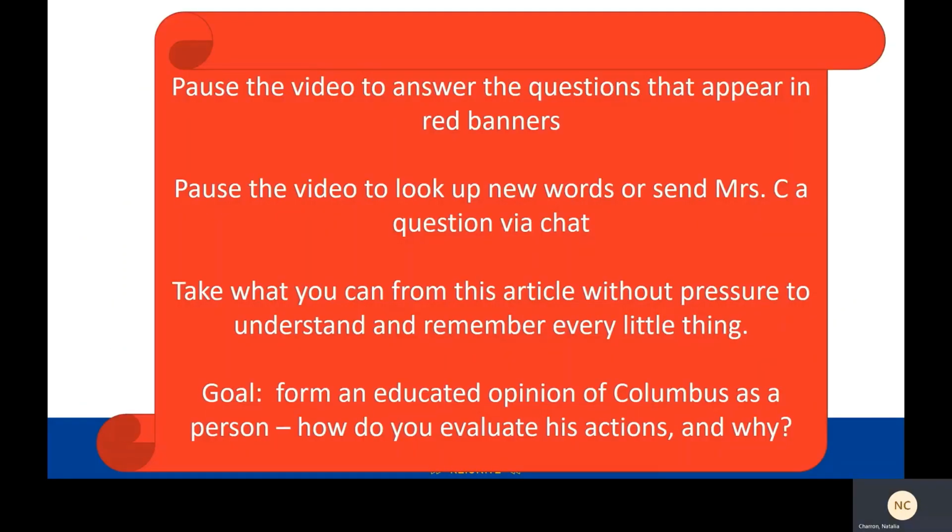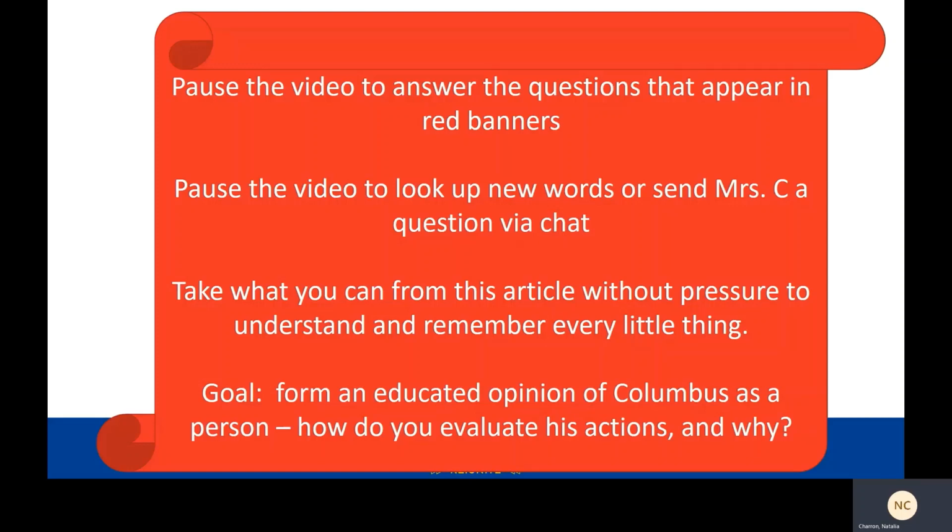In the following video, pause the video if you're doing this as part of my class like now, and answer the questions that appear in red banners. This is going to help you think through what is otherwise a pretty complicated article, and it's important to take some time and think about stuff in chunks before moving on to the next chunk. That's just good reading practice generally. If you need to, pause the video and look up new words or send me a question via chat. The text of the article is on the slides, so you should be able to follow along as I read.